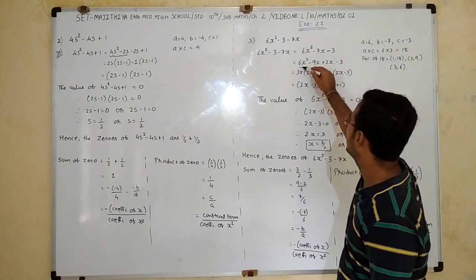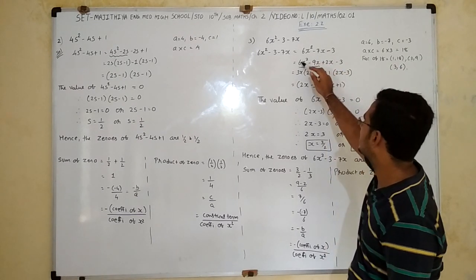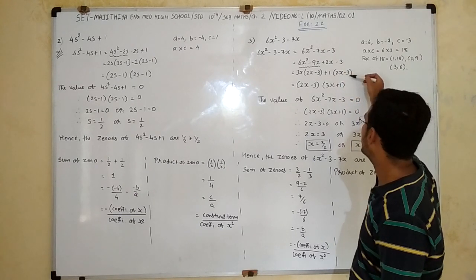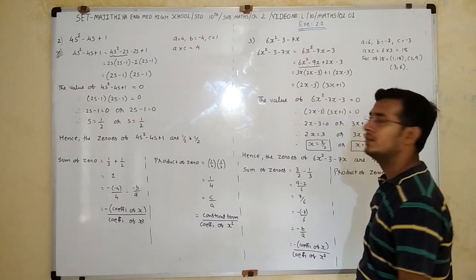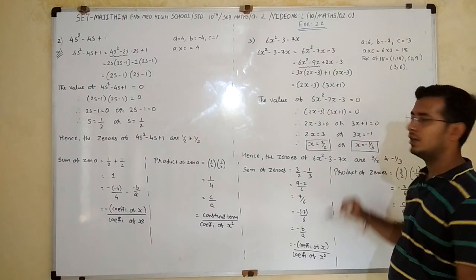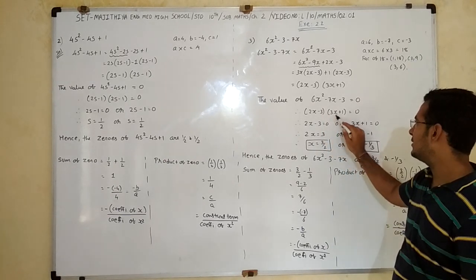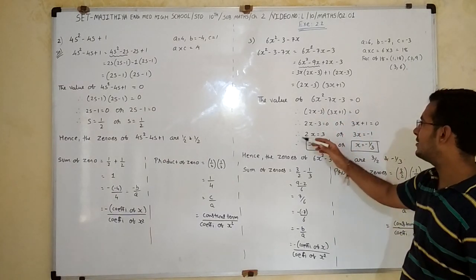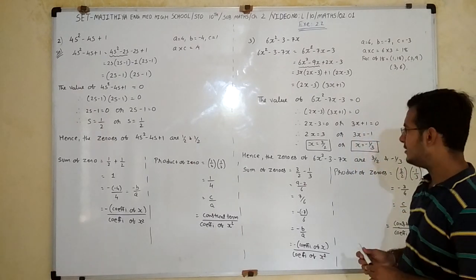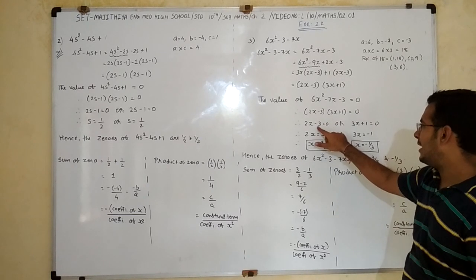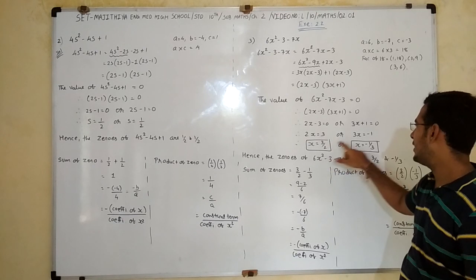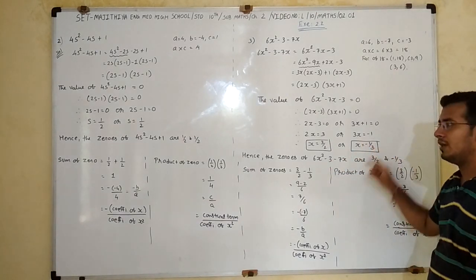Now take 3x common: 3x times 2x is 6x², and 3x times −3 gives −9x. Nothing is common, so plus 1, as it is, 2x − 3. Now 2x − 3 is common, I get 3x + 1. So the value of 6x² − 7x − 3 is equal to 0, so (2x − 3)(3x + 1) = 0. Now separate: 2x − 3 = 0 or 3x + 1 = 0. Changing the side, −3 becomes +3 and it is in multiplication, so I get in the denominator 3/2. Similarly, x is equal to −1/3.